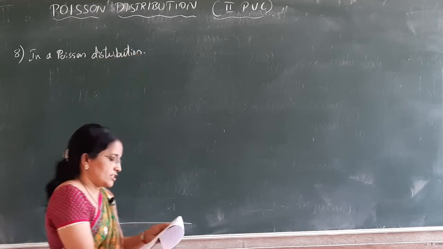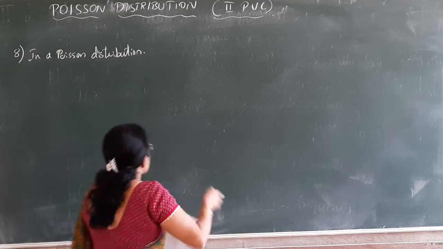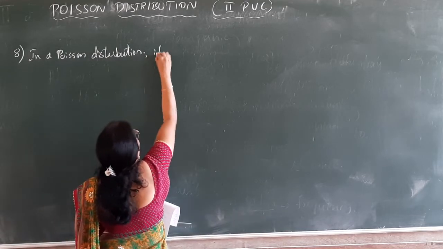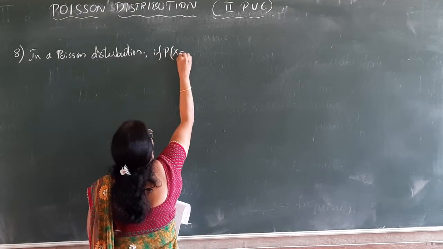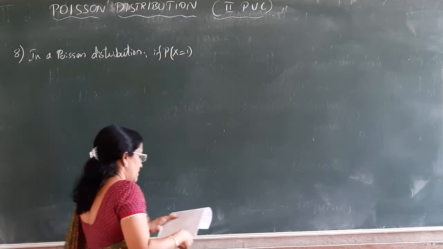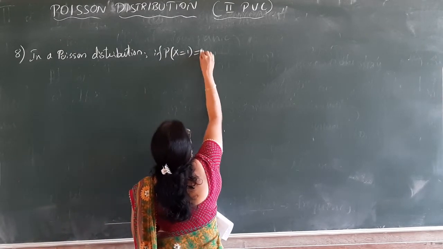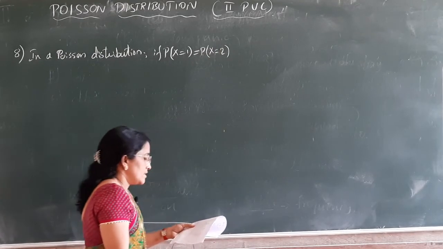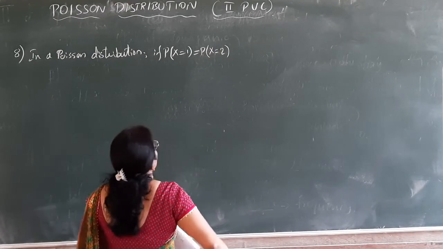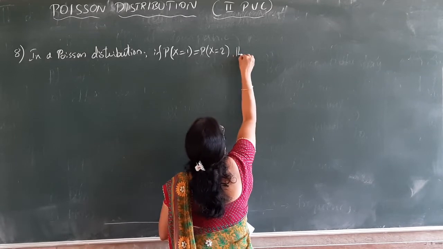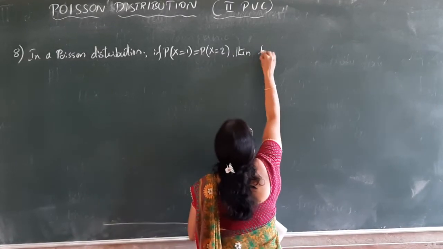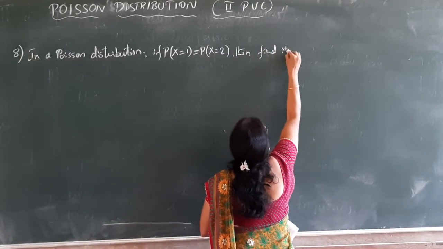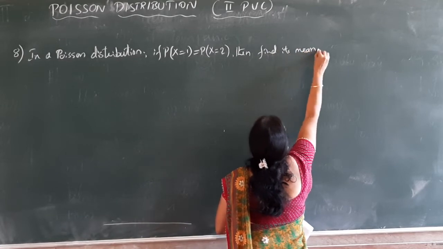In a Poisson distribution, if P of x equal to 1 equal to P of x equal to 2, then find its mean.